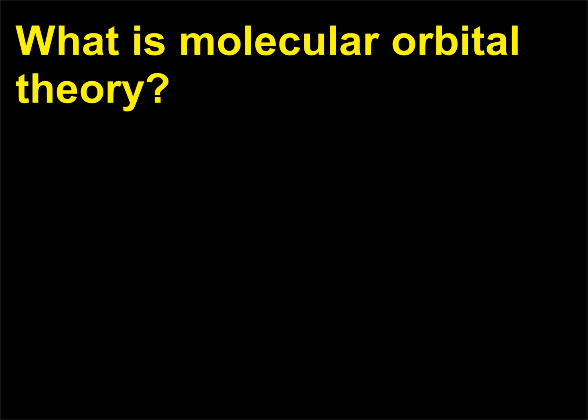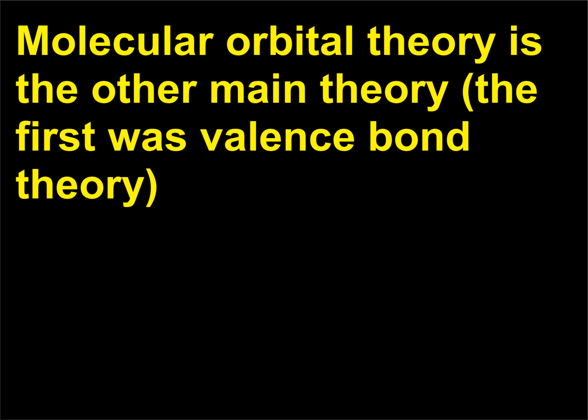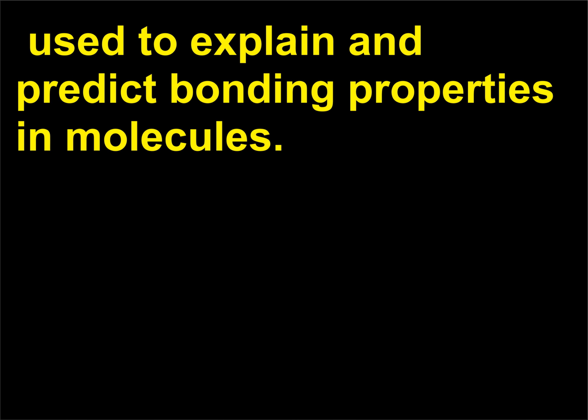What is molecular orbital theory? Molecular orbital theory is the other main theory. The first was valence bond theory, used to explain and predict bonding properties in molecules.